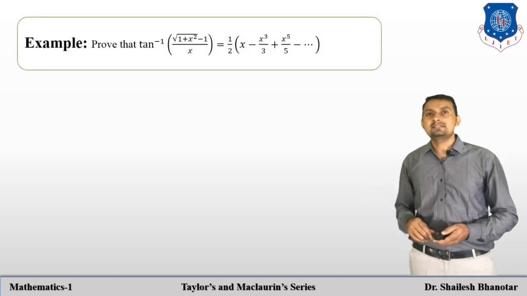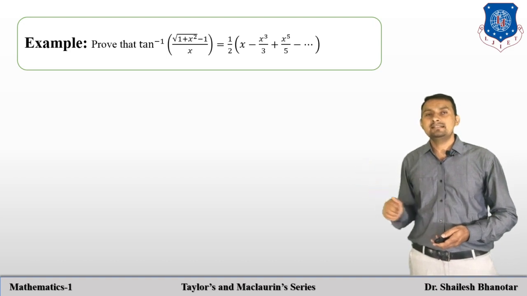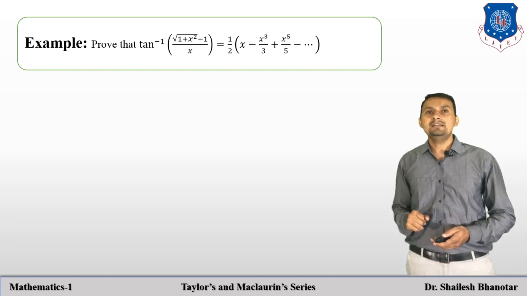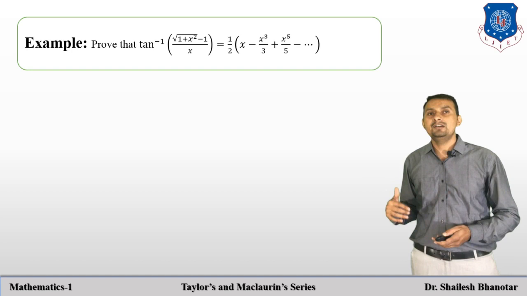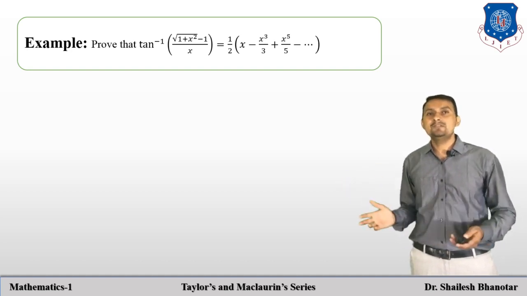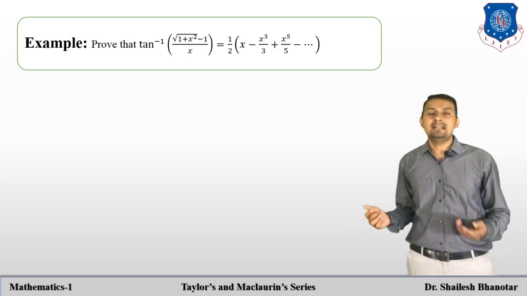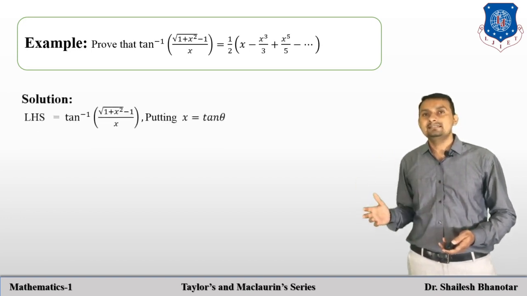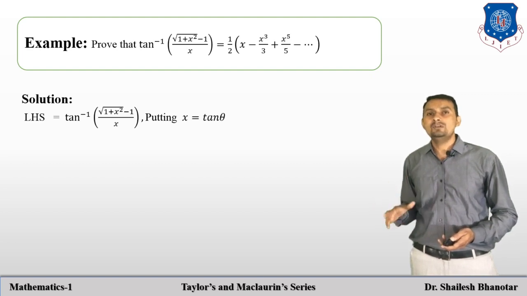So this is another question. Now prove that tan inverse of under root 1 plus x square minus 1 divided by x is equal to 1 divided by 2 into x minus x cube by 3 plus x raised to 5 by 5 minus and so on. So for that we are going to show that LHS is equal to RHS. But how can we? For that you have to consider LHS or RHS. For our simplicity we are going to consider the LHS, that is tan inverse of under root 1 plus x square minus 1 divided by x.